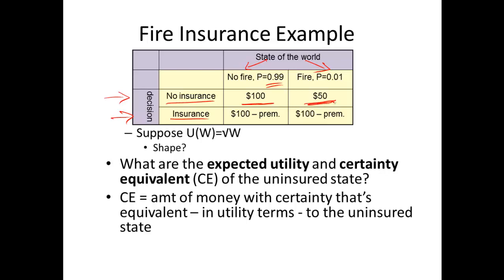So that's all in the context of not having insurance. You could say that's like going naked without insurance. Either you have 100 with probability 0.99 or 50 with probability 0.01.